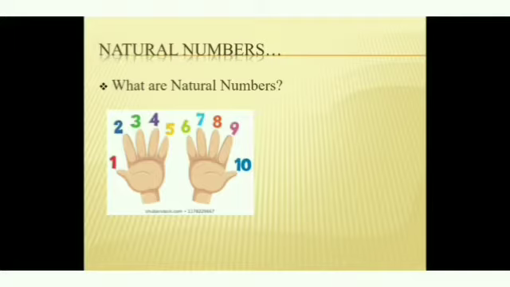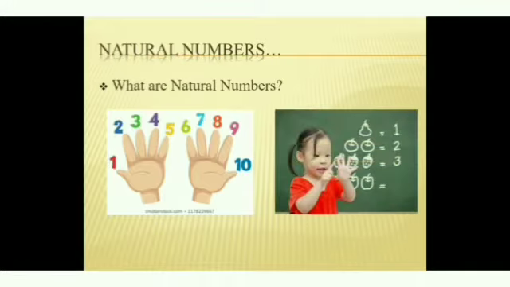Natural numbers. What are natural numbers? Can you see the picture given here? This is a picture of two hands. Everybody has two hands with some amount of fingers on it. If you show this picture to a small child who has just started going to school, how will this child start counting these fingers? From the left hand side, 1, 2, 3, 4, 5, 6, 7, 8, 9, 10. Like the child is doing in the right hand side picture.